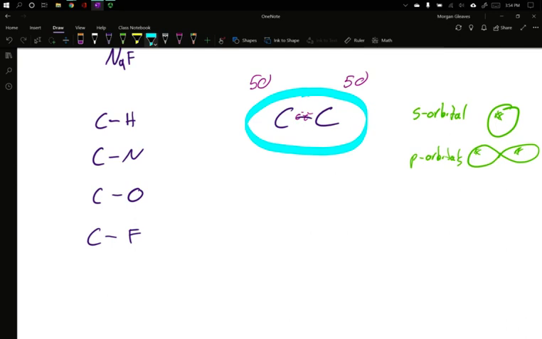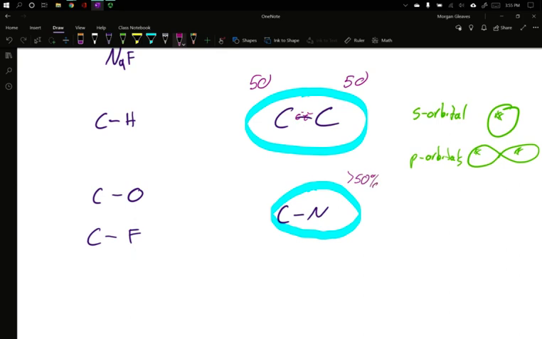What happens though when you have other atoms? Well, let's go look here at our carbon and nitrogen. Nitrogen is just a little more electronegative, and so those electrons spend a little bit more time out on nitrogen and a little bit less on carbon. Imagine holding a balloon and squeezing one side of it, and all the air kind of shoves to the other side. The result is that the electrons are a little imbalanced, with some amount greater than 50% out on the nitrogen, and some amount less than 50% on the carbon.